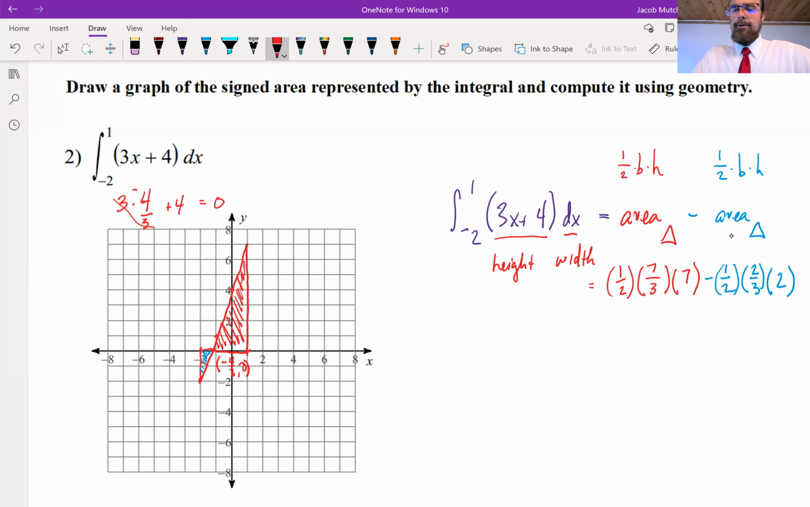So I'm going to multiply my numerators. 1 times 7 times 7 is going to give me 49, over 2 times 3 times 1 is 6.